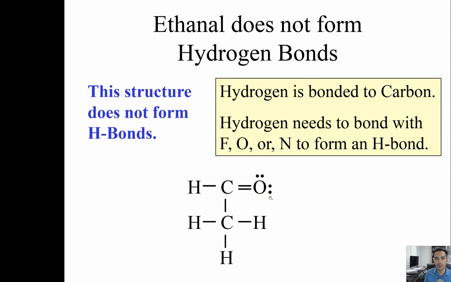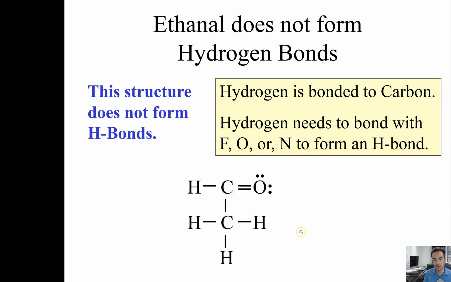Now, ethanol does not form hydrogen bonds. If we take a look at this structure, which is ethanol, what happens is that the structure does not form, because the hydrogen is bonded to the carbon. The hydrogen needs to bond with an F, O, or N to form a hydrogen bond.